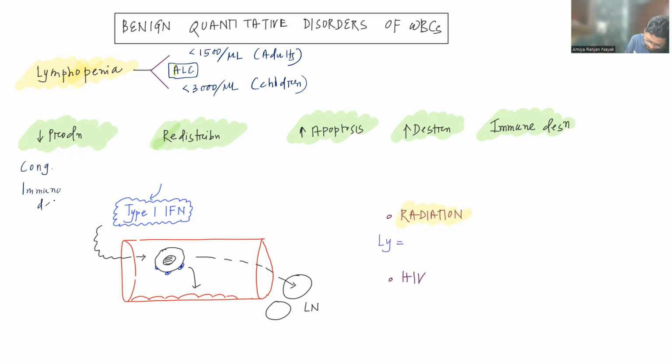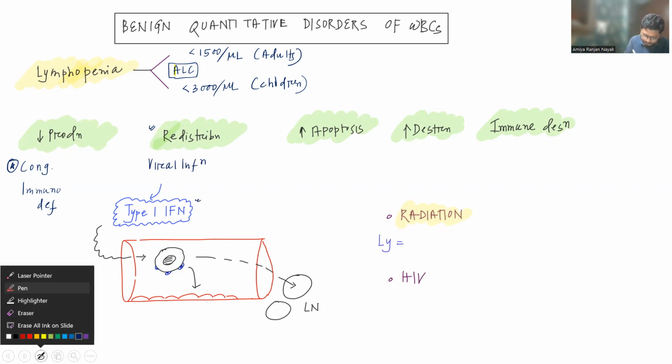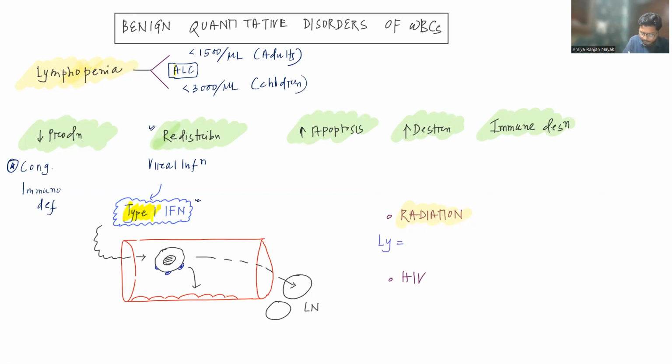We'll discuss this in detail under the immunology section. Then redistribution of the lymphocytes is seen in various viral infections. So there are certain viral infections which can produce a substance known as type 1 interferon. These type 1 interferons can modify the lymphocytes. They can produce some adhesion molecules over the lymphocytes.